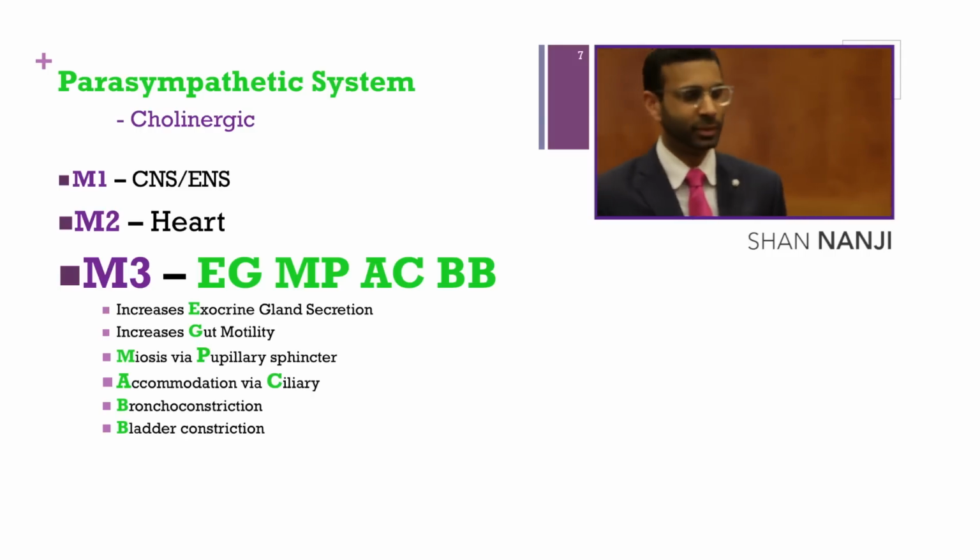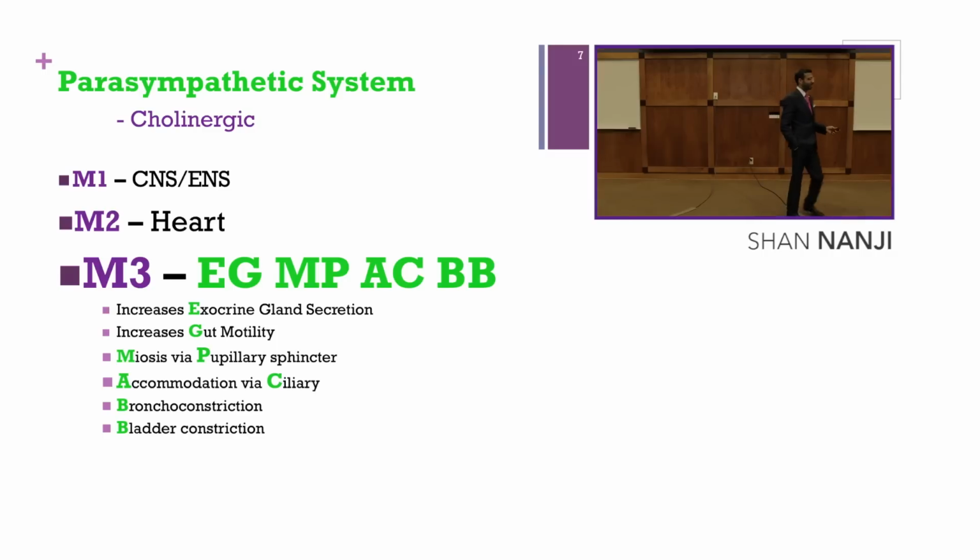Kidneys. Well, 2 out of 3 ain't bad. M1 is in the brain. M2 is in the heart. M3, muscarinic receptor type 3, is everywhere else. Where is it? Everywhere else.